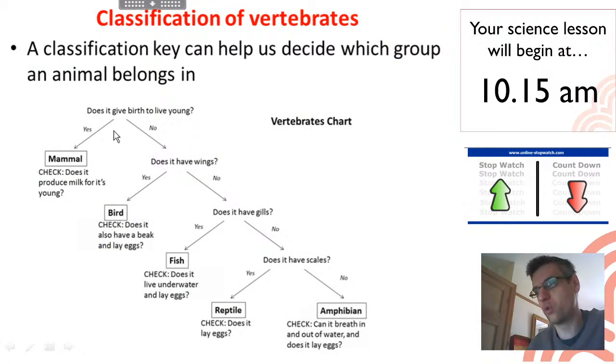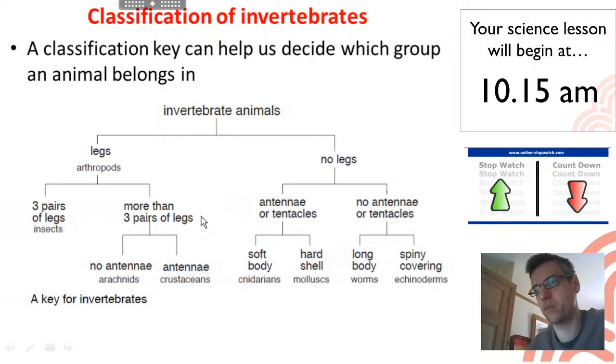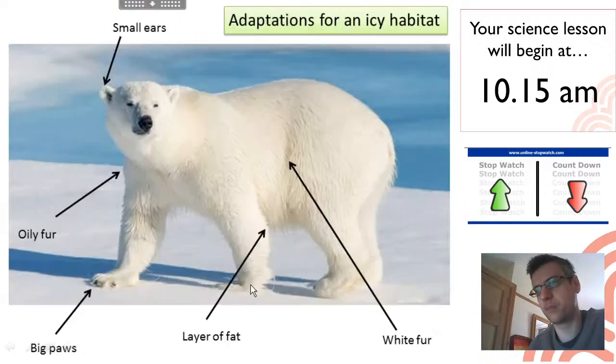Classification is when we sort organisms into groups. Classification is the skill of sorting into groups. We can do that for vertebrates based on their features. We can do it for invertebrates based on their features. So a jellyfish, soft body, tentacles. It's got no legs. It has got tentacles. It's got a soft body. It's a cnidarian. A jellyfish is a cnidarian because it's got no legs, tentacles, and a soft body.